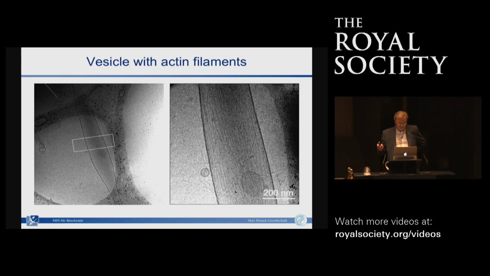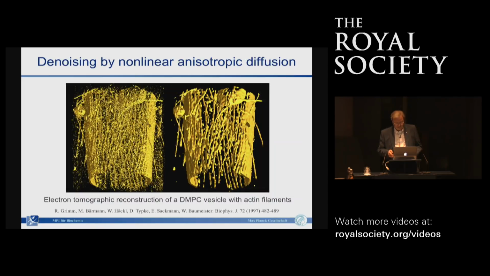We went a little bit further. We encapsulated actin in the lipid vesicles, let it polymerize, so it stretched out the vesicles. And we did a reconstruction. I'm showing it only to make the point that, because of the dose limitation, tomograms are noisy. And one way of dealing with that is to develop denoising methods, basically meant to improve or to maintain the signal, but to get rid of the noise.